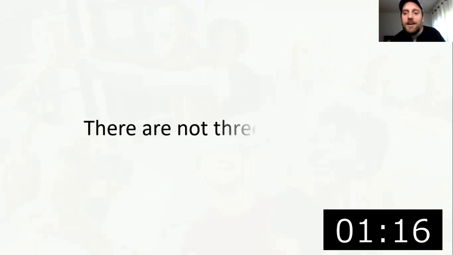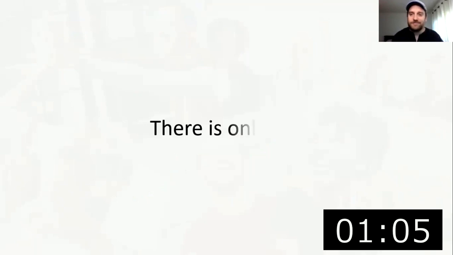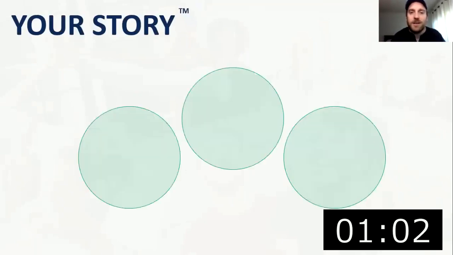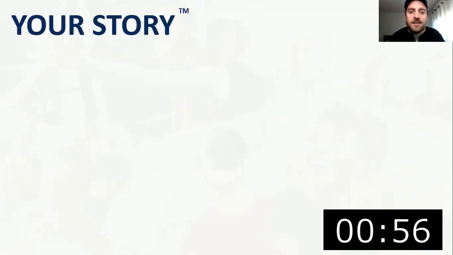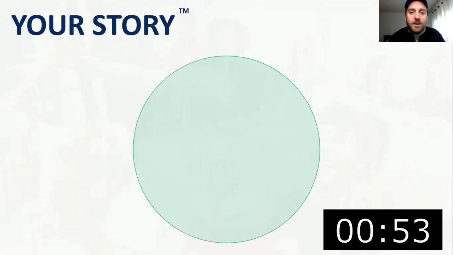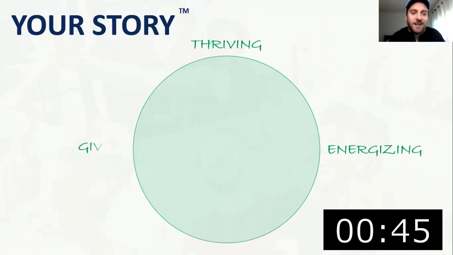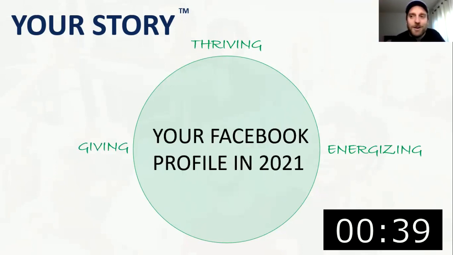Here's the thing. There are really not 3 spheres. There is but one. Only one. This is what we want to see happen for you in 2021. This. I want you to have a Facebook presence that's thriving, that's energizing and meaningful to members of your community, and that gives you and others so much back. It's your Facebook profile in 2021. That's what I want from you.